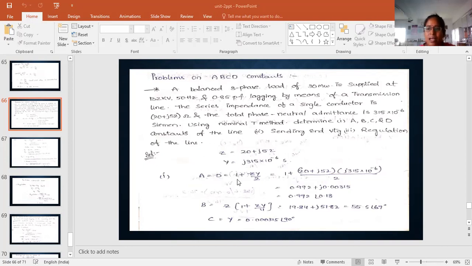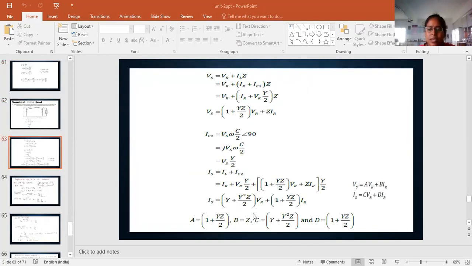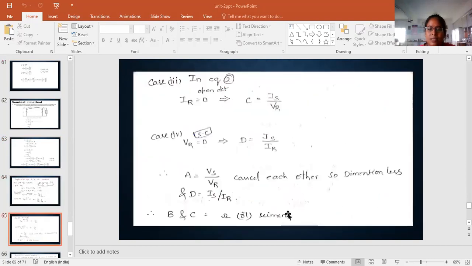So we know the formulas for A, B, C, D in the nominal T method. In the nominal T method, the ABCD values are: A equal to 1 plus YZ by 2, B equal to Z plus YZ square by 4, C equal to Y, and D equal to 1 plus YZ by 2. These are the four ABCD parameter values. These formulas we can use for calculating the ABCD parameters of a transmission line T network. For the nominal pi method, we use other formulas, and this is the nominal T method problem.